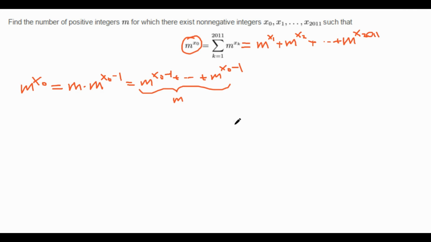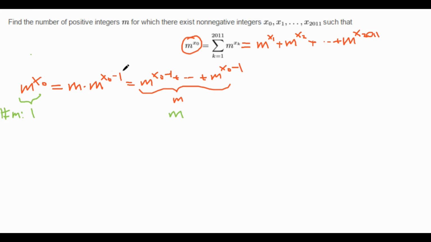So let's see what the change in the number of powers of m is. Here we only have one power of m: m to the power of x0 equals m to the power of x0. So there's one power of m here, but in our new representation, there are m powers of m, which is m copies of m to the power of x0 minus 1. So is this the smallest increase we can have?